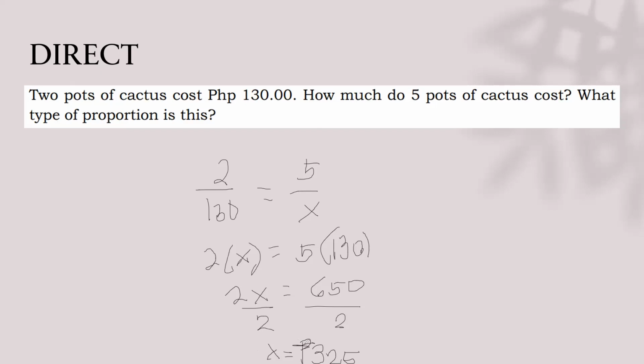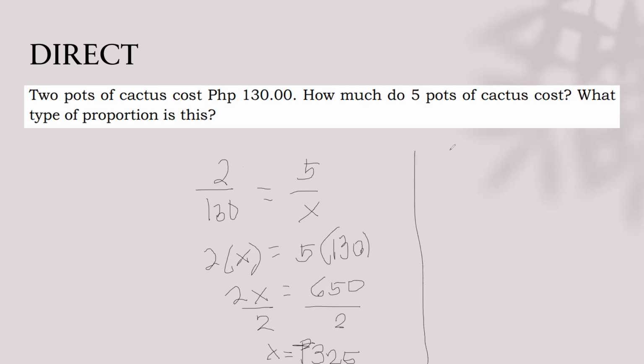So clear po ang pag-solve kung paano ginagawa. Okay po. Dapat kung nasaan yung isang type, kung cactus number ng pots ang nasa taas, siya rin dapat ang nasa taas ng kabila. Kung yung presyo yung nasa baba, dapat presyo ang nasa baba. Saan po papasok dito yung constant of proportionality? Para ma-confirm natin na sila ay talagang proportion, this is just for confirmation.